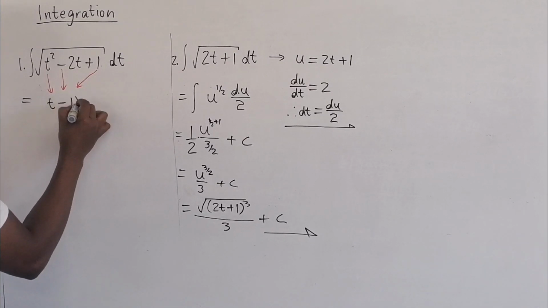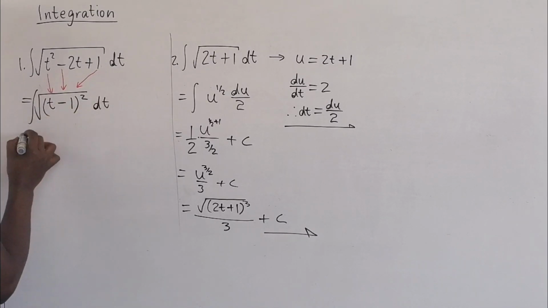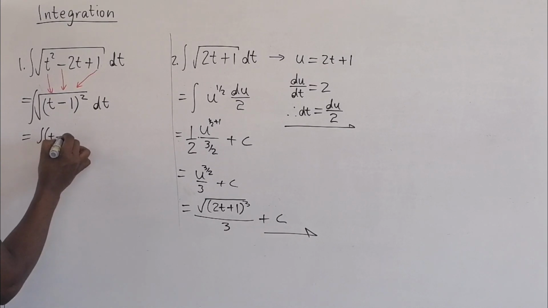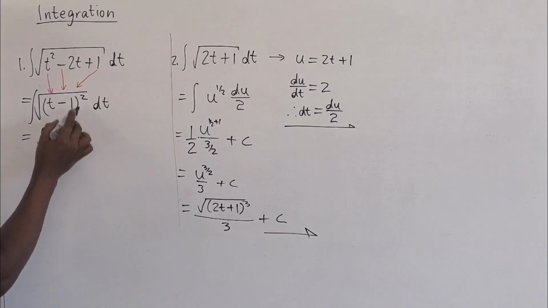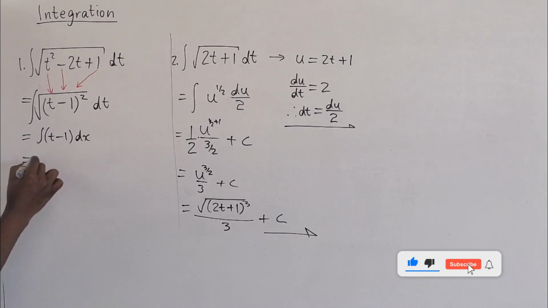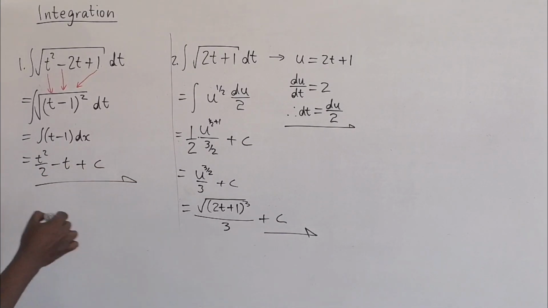Bearing in mind it's under the square root, but to make it simple, I'll still have it as a perfect square and then integrate on the next step. Otherwise, you didn't have to do that if you wanted. Then when you integrate on the next step, you'll see it is much simpler. The square and the root sign have cancelled out. Now we are starting to integrate. There you have it: t squared over 2 minus t plus c. Simple, straightforward.